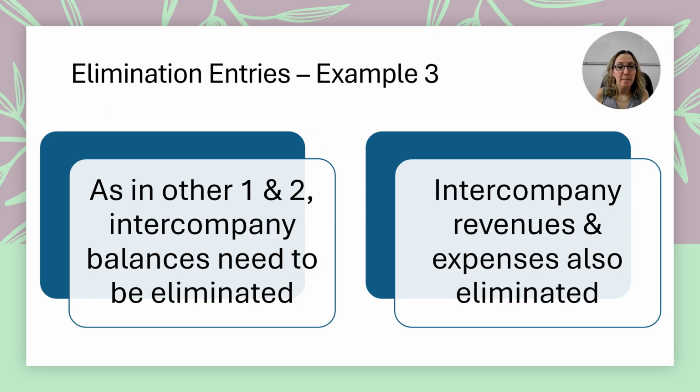The reason I did example 3 is that there isn't an extra elimination entry required here. So just like in examples 1 and 2, we have to eliminate the intercompany balances when we're doing our consolidation. But in addition to that, any intercompany revenues and expenses also need to be eliminated. And sometimes when you have sales with markups, it's more complex, and I'm not going to go into that in this case. But with our example, just because it was a rent expense and a rent revenue, those are very simple. Basically, what you're doing is getting rid of both of those balances, and they are not included in the consolidated financial statements.